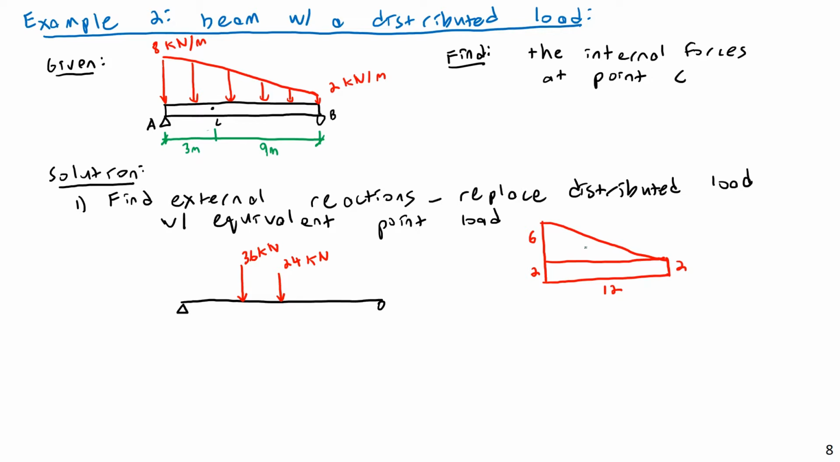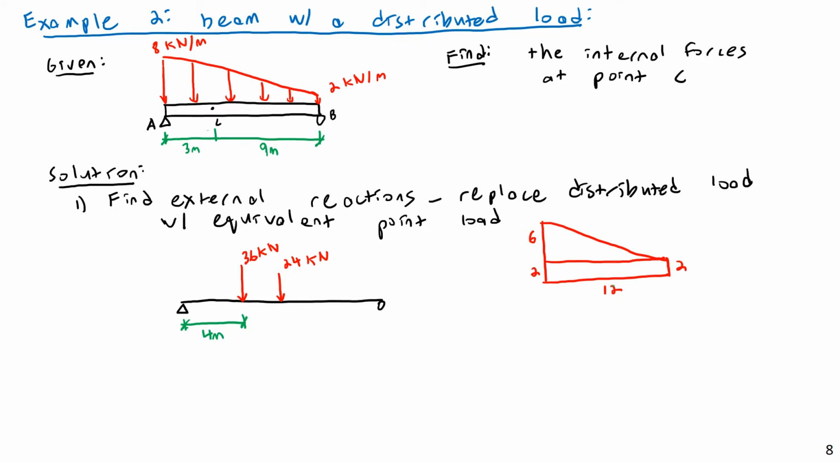Well, you put them wherever the centroid of that load is. The triangle, for example, will have a centroid 1/3 from its base, which means the centroid of the triangle portion of the load is 1/3 of the way along the beam, which means this is going to be 4 meters. Again, the centroid of a triangle is 1/3 from its base, so the entire load length is 12 meters, and 1/3 of that will be 4 meters.